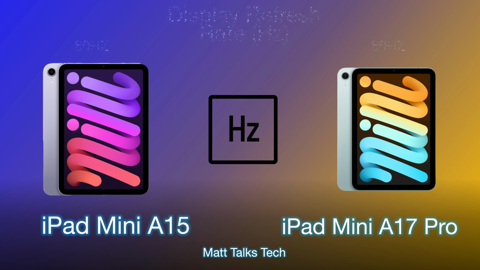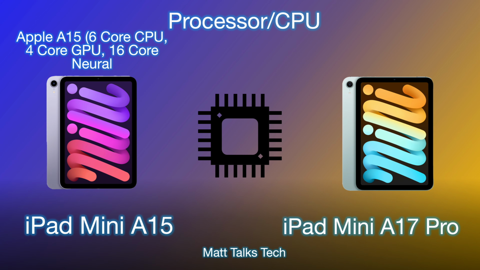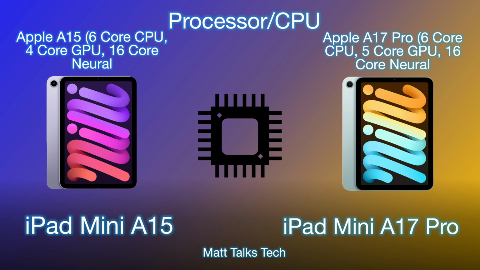But then moving on for the actual CPU, the processor, this is where the biggest change is actually happening. So what we've actually got on the iPad mini with the A15 is a 6-core CPU and a 4-core GPU inside of it, and the 16-core neural engine. Whereas now we've got the iPad mini A17 Pro, and inside of this we actually have the A17 Pro, the same or similar chip to the model that we had in the iPhone 15 Pro and also the iPhone 15 Pro Max. This is made up of a 6-core CPU.